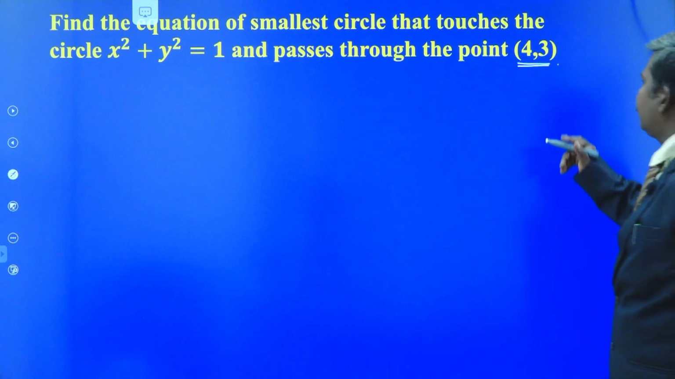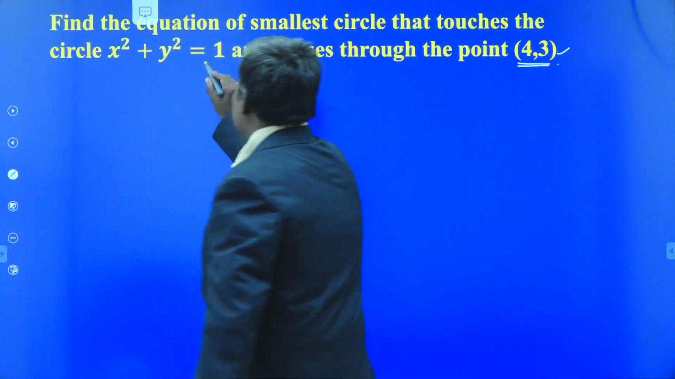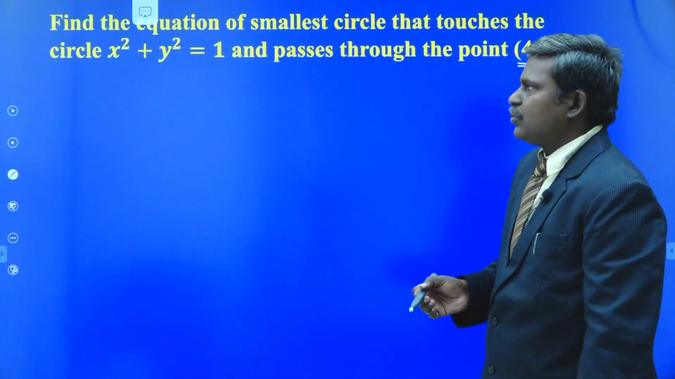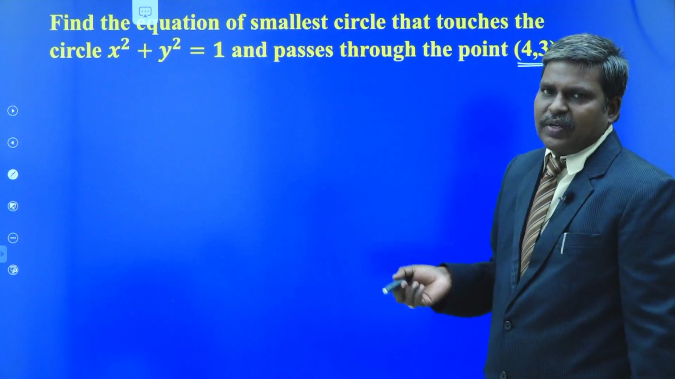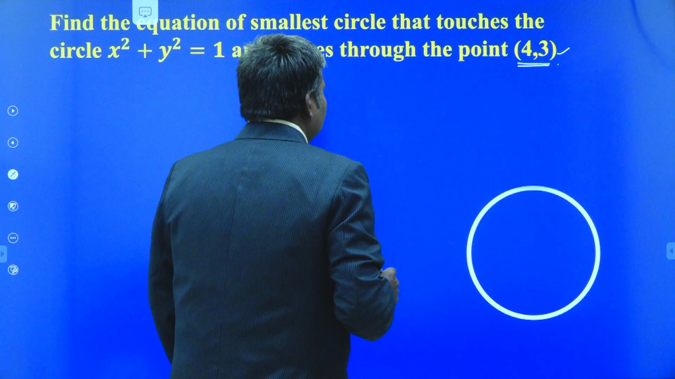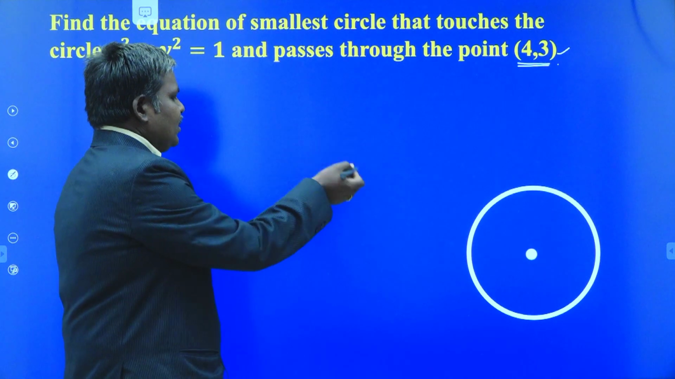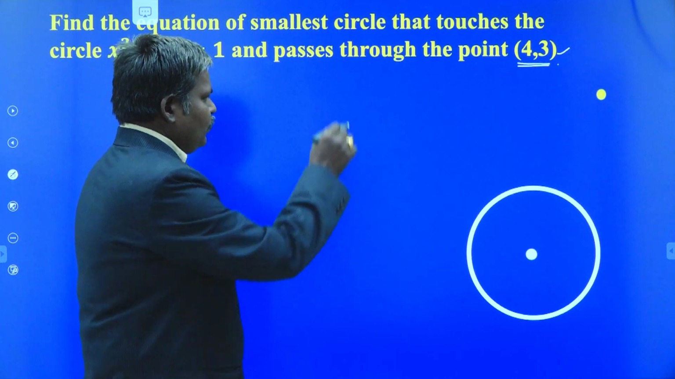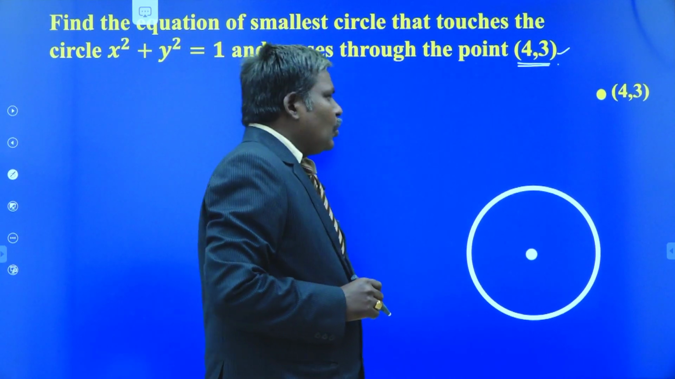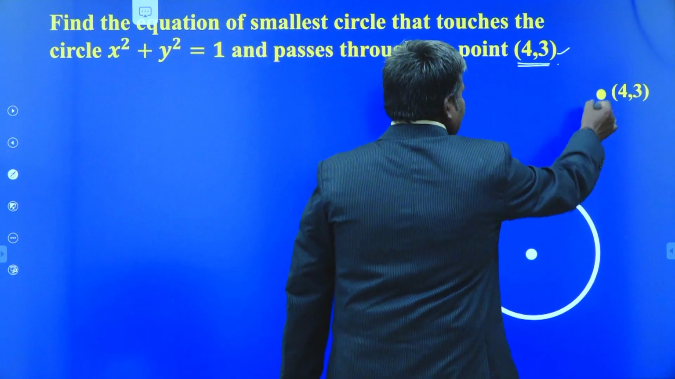So what is my point? (4, 3). My first observation is whether the point (4, 3) is outside or inside the circle. Clearly outside, S11 is positive. That means 16 plus 9, 25, minus 1, that is 24. Clearly it is positive. So this is the given circle x square plus y square is equal to 1. Its center is clearly (0, 0), and your point (4, 3) is outside. We have to find the smallest circle passing through this point and touching the circle.